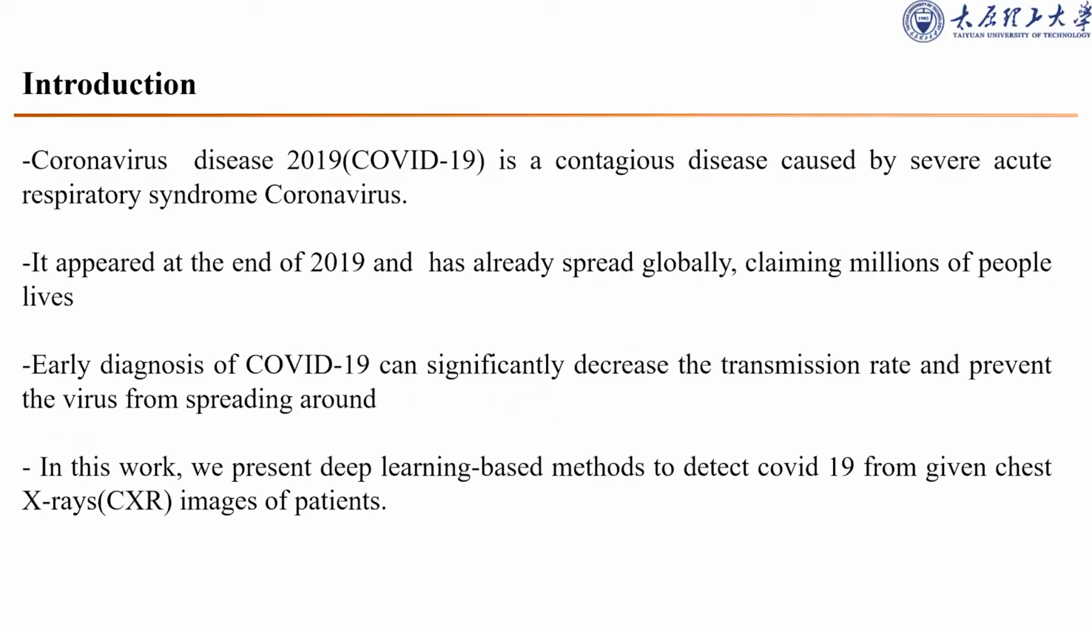So the first part is introduction. COVID, coronavirus disease 2019, is a contagious disease caused by the severe acute respiratory syndrome coronavirus. It appeared at the end of 2019 and has already spread globally, claiming millions of people's lives. Early diagnosis of COVID-19 can significantly reduce the transmission rate and prevent the virus from spreading around. In this work, we present a deep learning based method to detect COVID-19 from given X-ray images of patients.